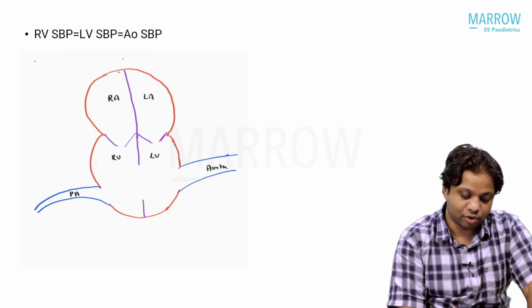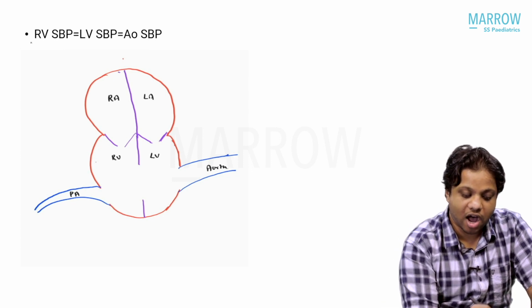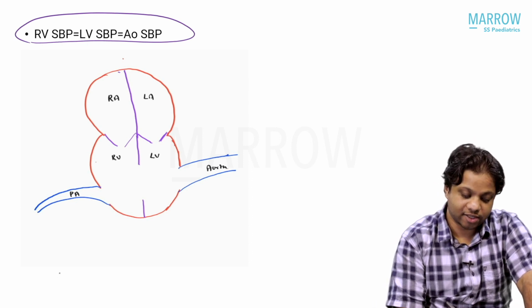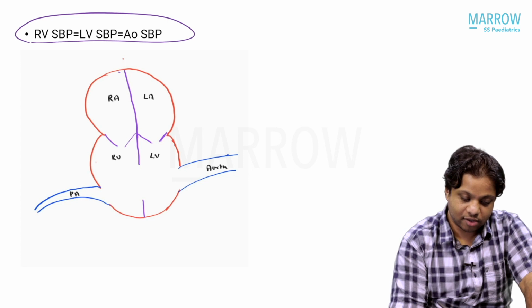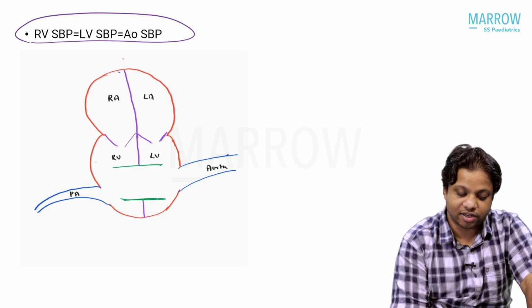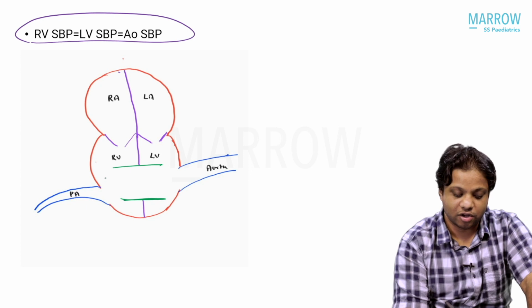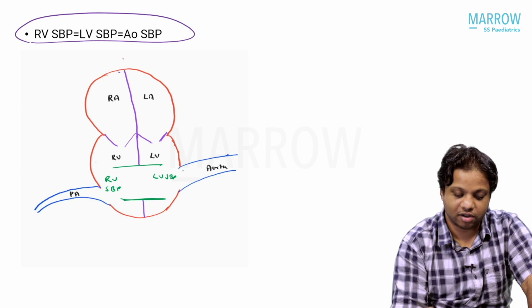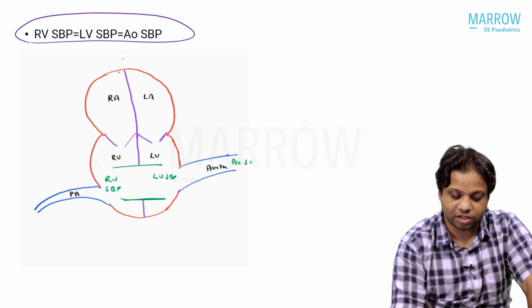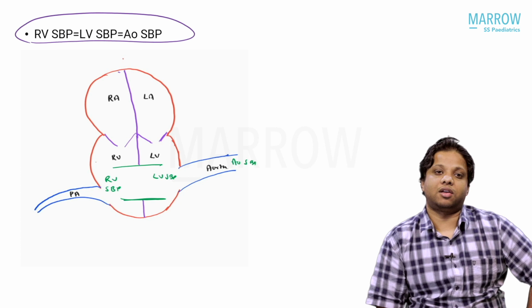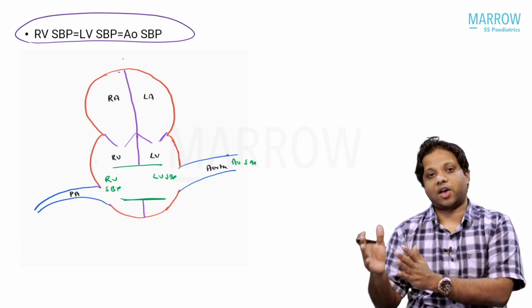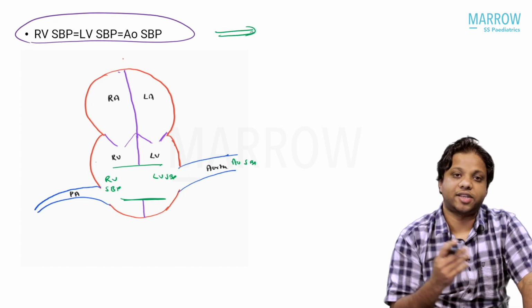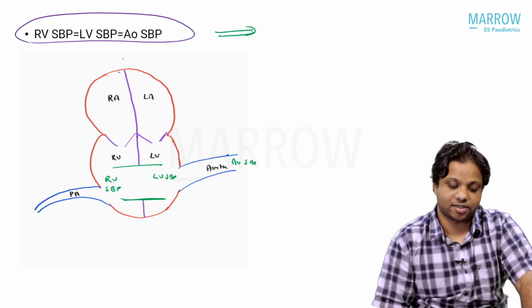Now, one characteristic hemodynamic abnormality you should know in TOF is that RV systolic blood pressure is equal to LV systolic blood pressure, which is equal to aortic systolic blood pressure. Why is that? It occurs mainly because the interventricular communication is very large. So there is rapid equalization of pressures. Because of the large interventricular communication, the RV, LV and aorta behave as one chamber during systole. So this is very important, and we should look at this extensively when you are analyzing cath studies.